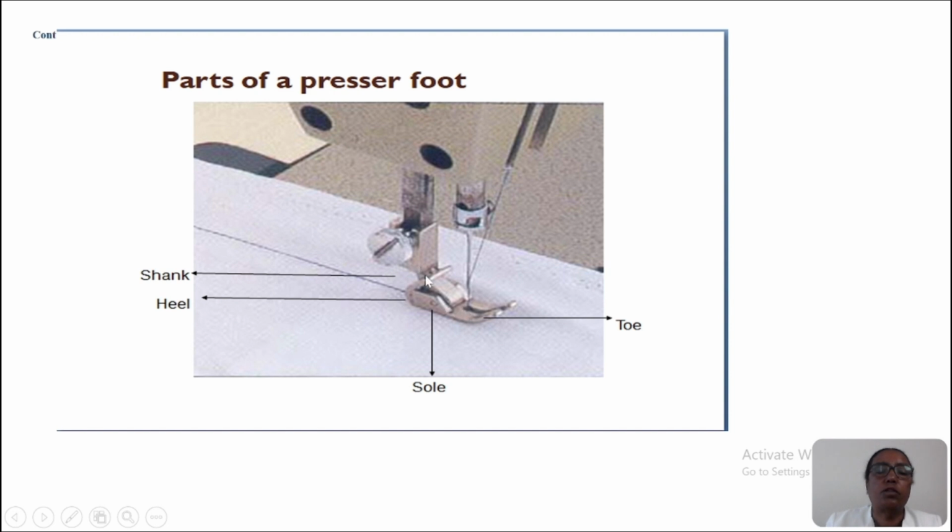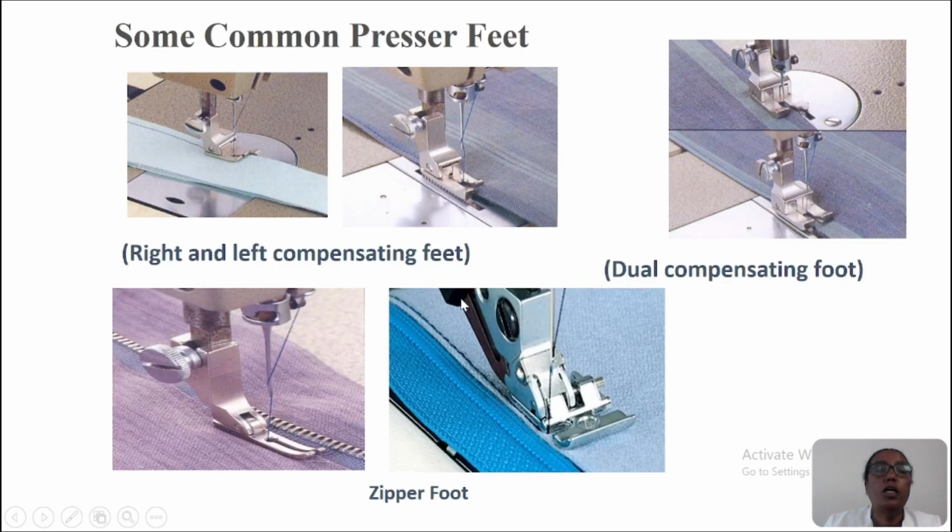This pressure foot can be attached to the pressure bar. This is a screw, and it attaches the foot to the pressure bar. These are the pressure foot parts. You'll see different pressure feet. These are used for children's wear. This one is another type of pressure foot: the right and left compensating feet, dual compensating feet, and also zipper pressure feet.